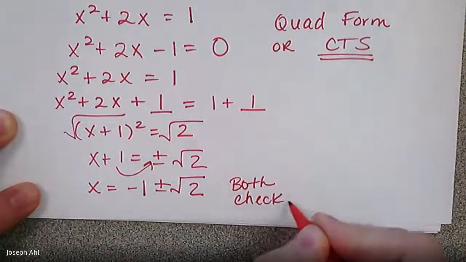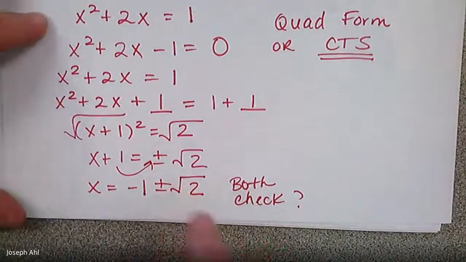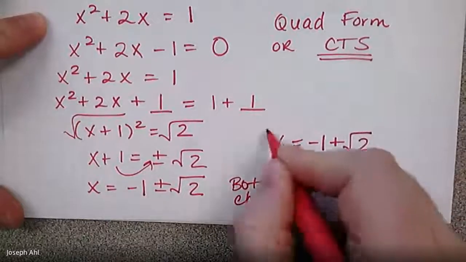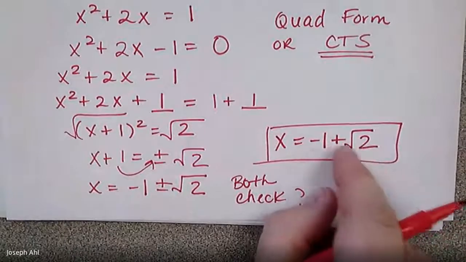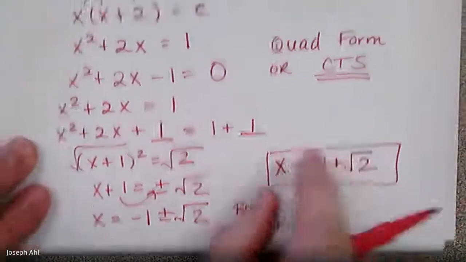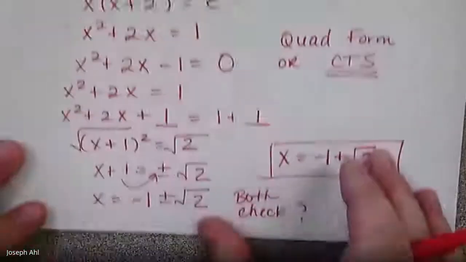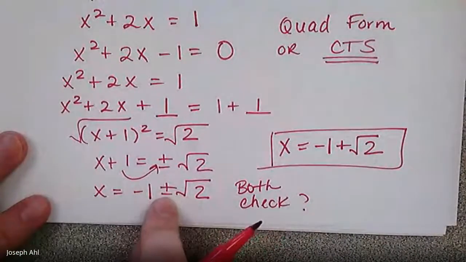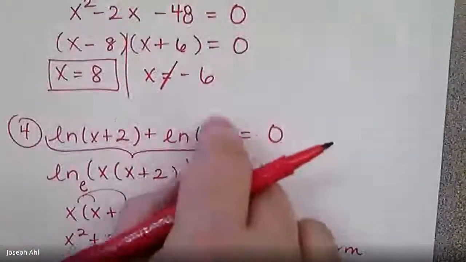Okay, the question is, do they both check, right? We have -1 plus and -1 minus radical 2. And it turns out the only one that checks out is -1 plus radical 2. Radical 2 is about 1.4. So -1 plus 1.4 is a positive number, and it's going to work when I plug it in for x in the original. -1 minus radical 2, however, is not going to work out well because that's a negative number altogether, and ln of a negative is non-existent.